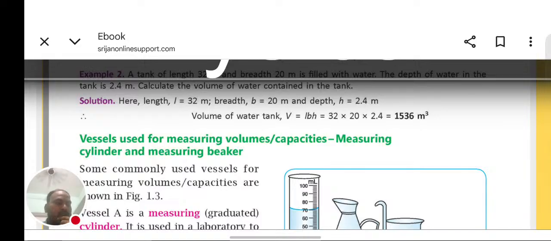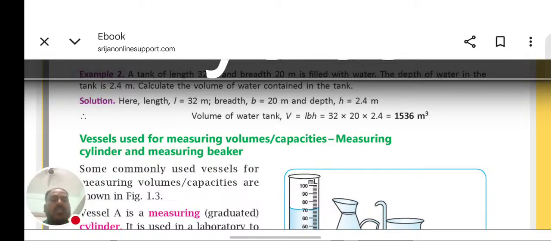And this cube has how many faces? 6 faces. Yes or not? So that's why we will find the area. If you want to find the area of the cube, then what we have to do? A equal to 6 into A square. Then we will get the area of the cube. Yes or not? Surface area of the cube, because cube has 6 faces.